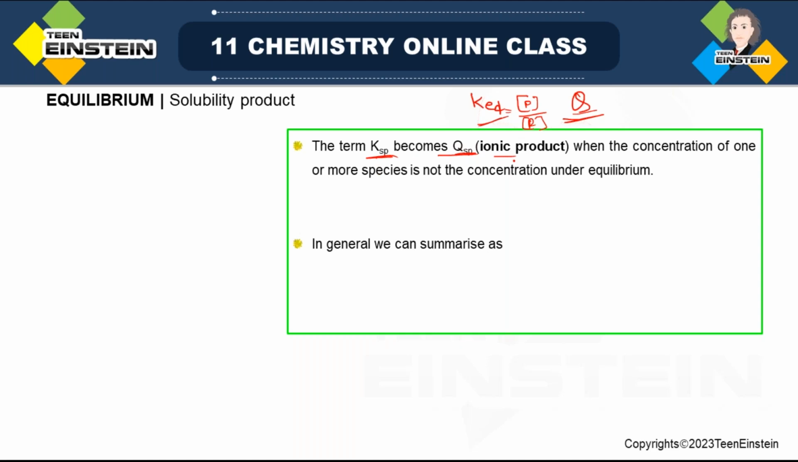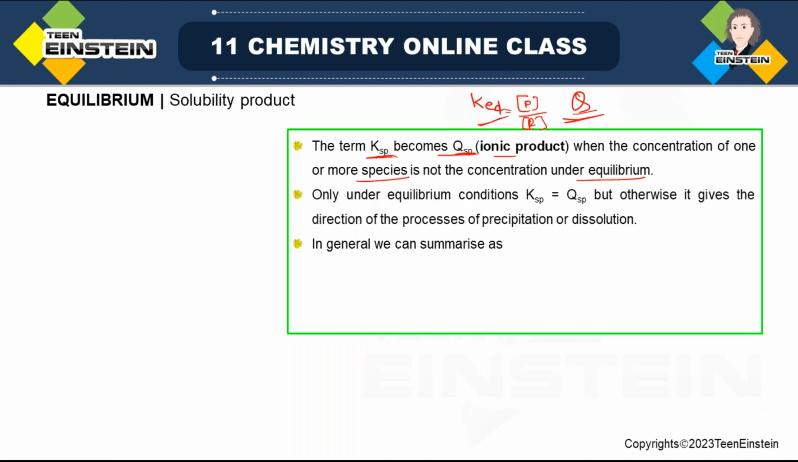But when can you use it? Only when the concentration of one or more species is not the concentration under equilibrium. So if the system has not yet reached equilibrium, under that condition you can use Qsp, not Ksp. Okay. Only under equilibrium condition will these two values be equal, but otherwise it will give you the direction of the processes of precipitation or dissolution.